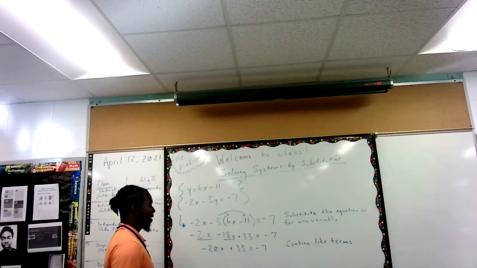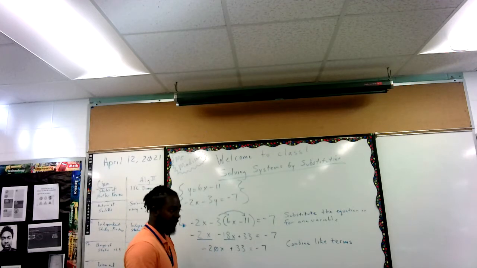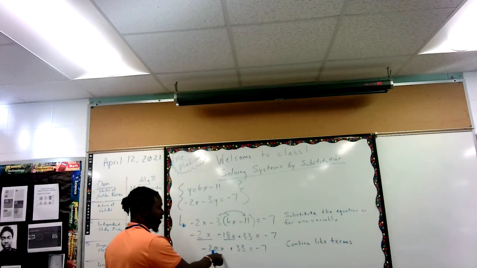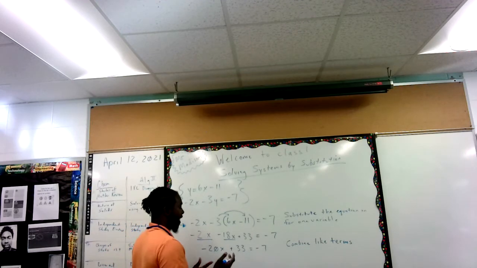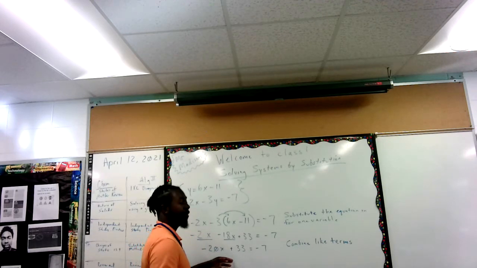What's next? Now this looks like that standard equation that we just solved. We can just solve. How do we solve? We want to get x by itself. Does this sound familiar? We want to get x by itself. How do I get x by itself? I have to get rid of everything that's next to x and on the same side as x.